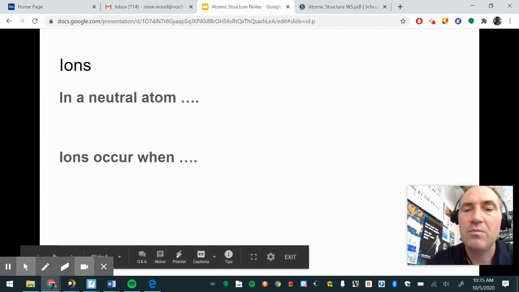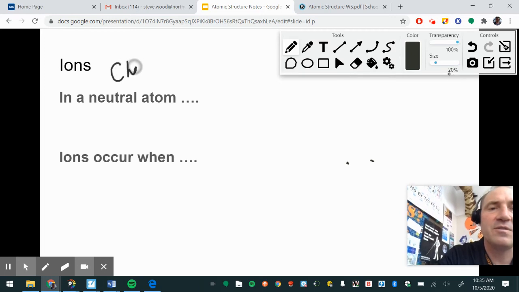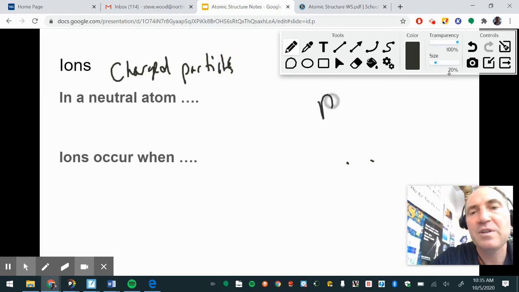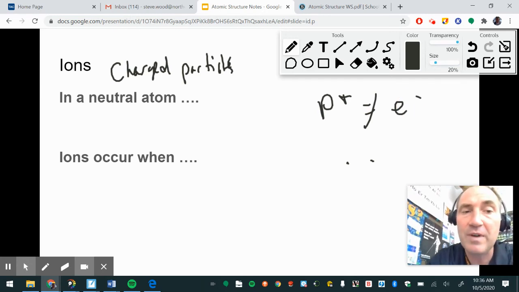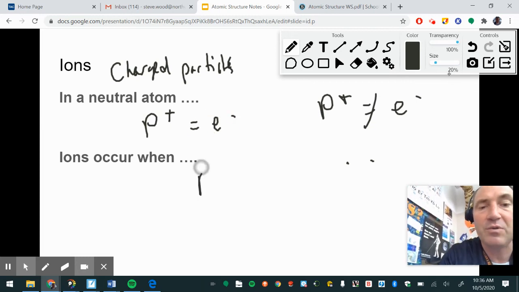Okay, so this is the last little bits on ions. When you are an ion, you are a charged particle. Ions are charged particles, and in ions, protons do not equal electrons. In a neutral atom, protons equal electrons, but ions occur when protons do not equal electrons.